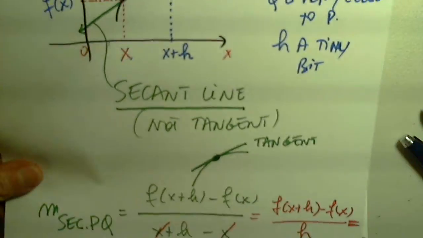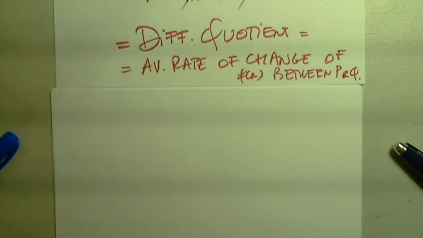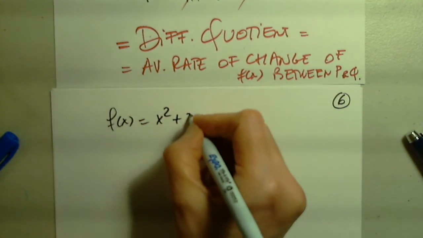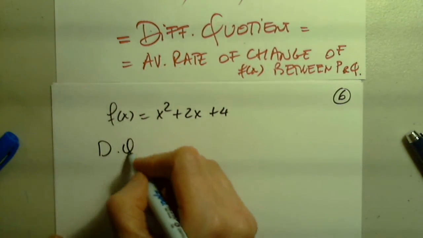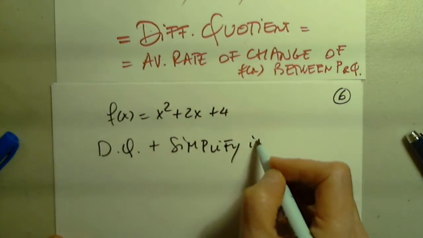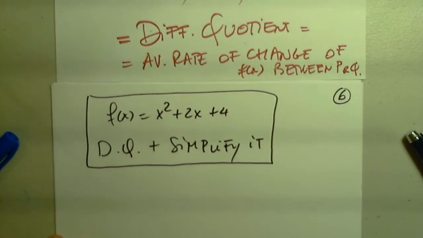So give me a quadratic function. Anyone make up a quadratic function? X squared plus 2x plus 4. Perfect example. So we want to find the difference quotient plus simplify it. So this is what we're trying to do now. We want to find the difference quotient for this function that we just created, and then we want to simplify the difference quotient. Ready?